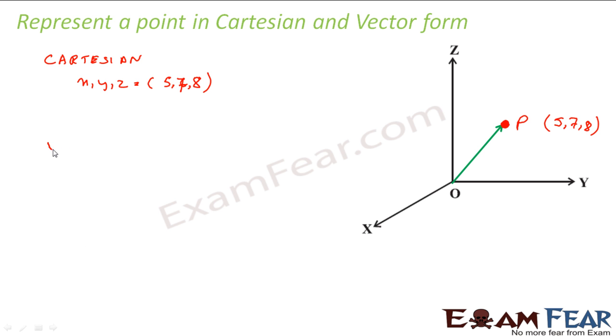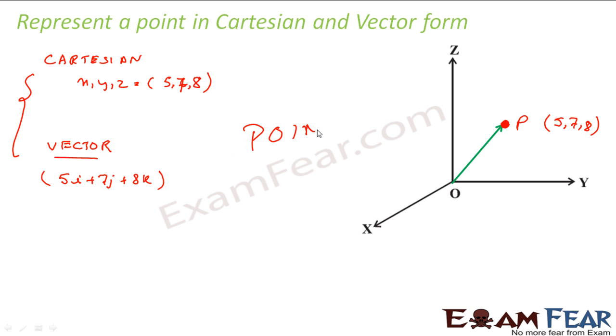How do I represent it in vector form? These things we already know. If you are not confident in this, please watch my previous chapter where I have introduced vectors and explained how to represent a point and lines in vector form. So in this case, we will represent this point as 5i plus 7j plus 8k, right? Because this has a 5 units effect on x, 7 on y and 8 on z. So this is my Cartesian and vector form representation for a point.